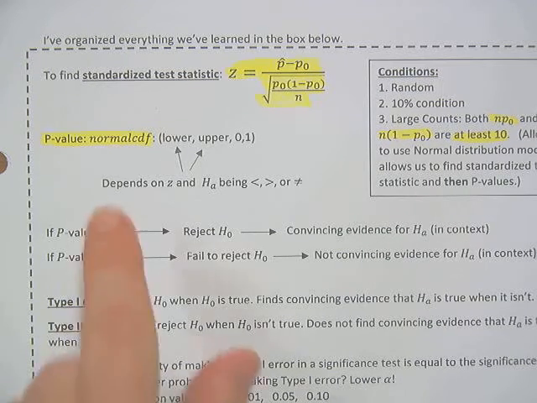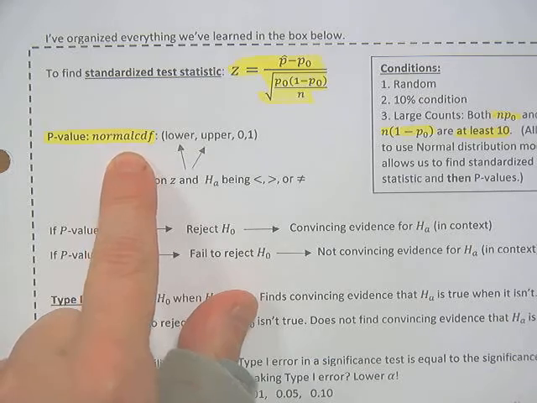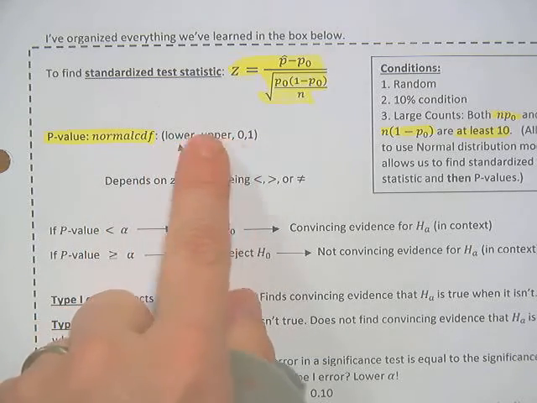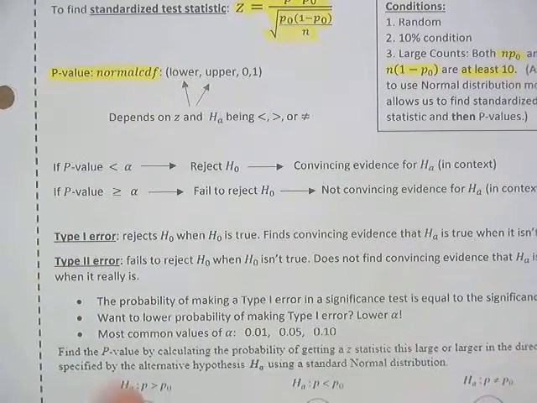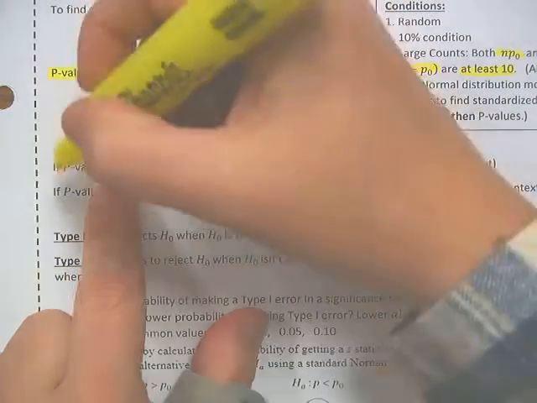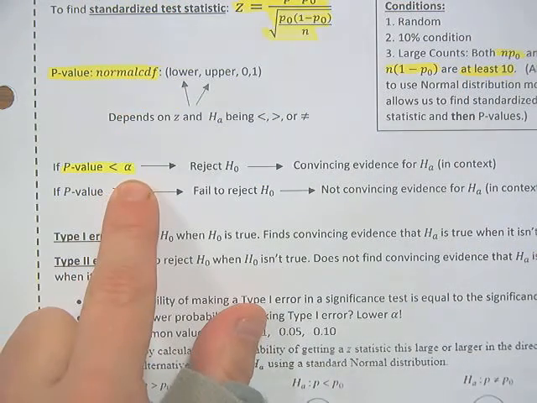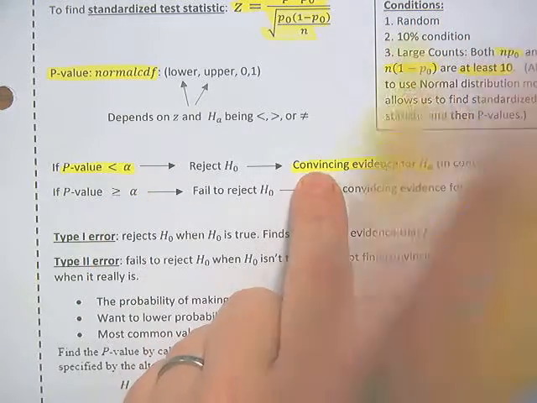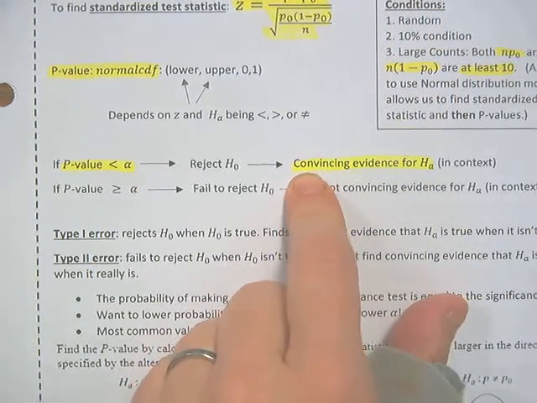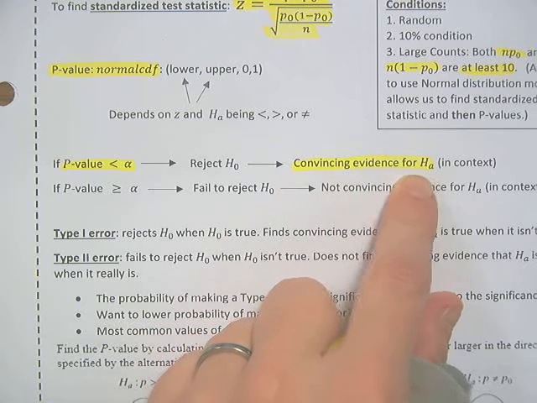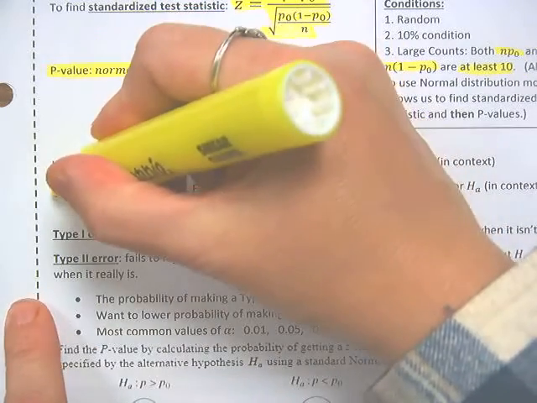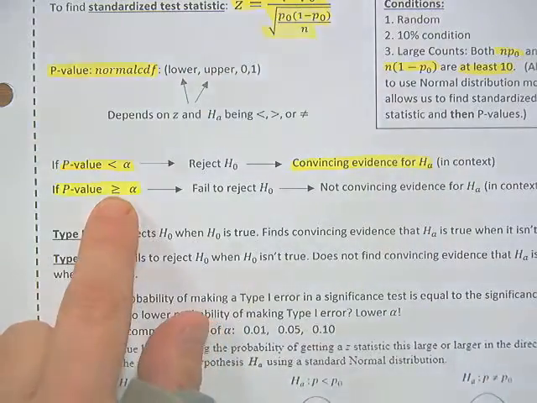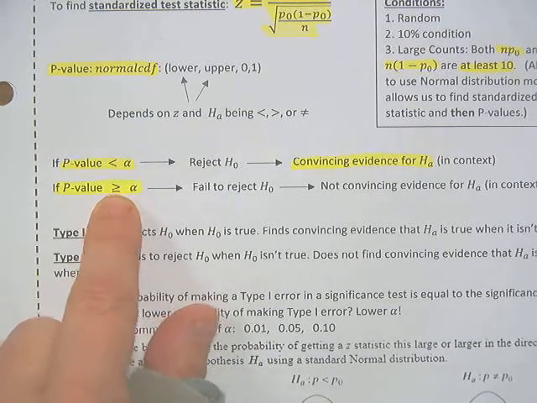When you have used your calculator to calculate your p-value, your lower, your upper, that's when you have your shaded region and you figure that out. Remember that if the p-value is less than the significance level, you are going to write a sentence on step 4, conclude. You're going to write convincing evidence for HA, and you're going to put that in context of the problem. If you find that your p-value is greater than alpha, it's not ever going to be equal to alpha.